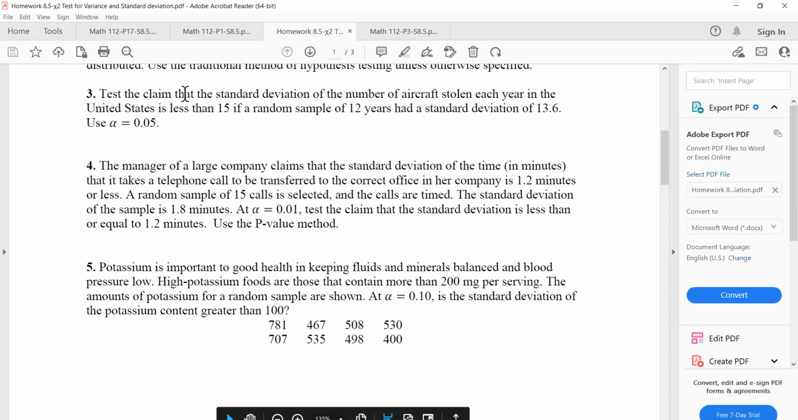Test the claim that the standard deviation of the number of aircraft stolen each year is less than 15 if a sample of 12 years had a standard deviation of 13.6. So we do what we always do when we do a hypothesis test. So we're going to start with, what is the parameter? Well, the parameter in this case is what? Population what?